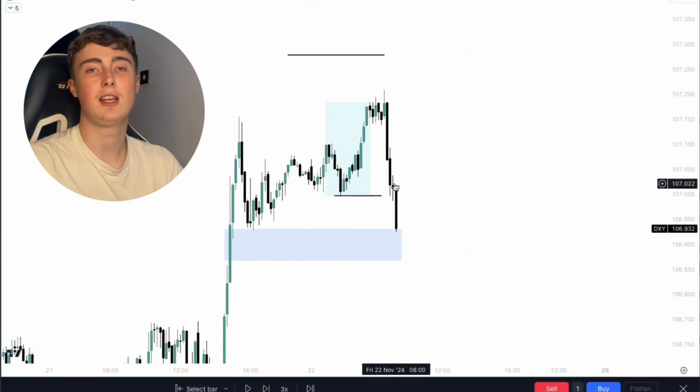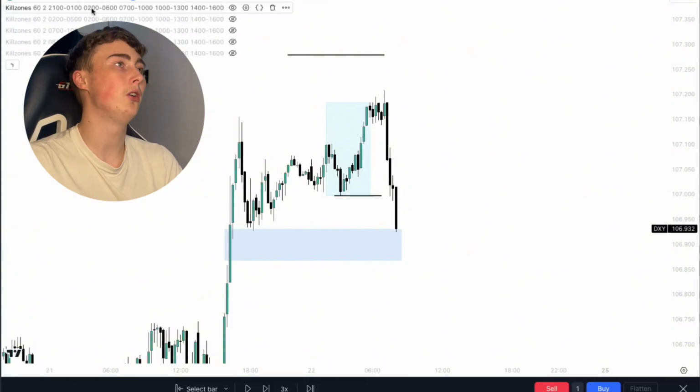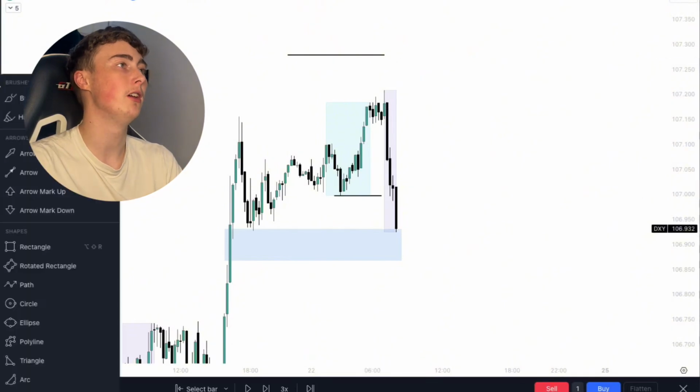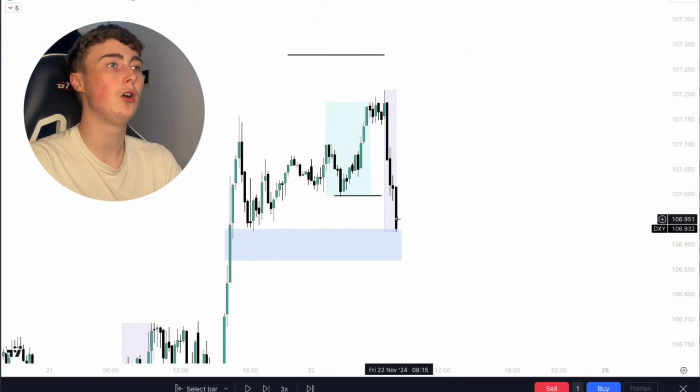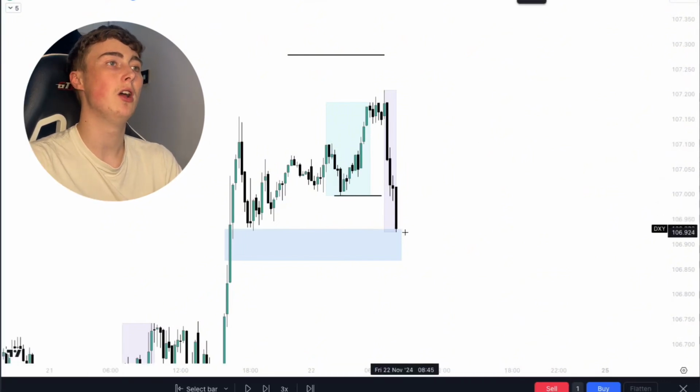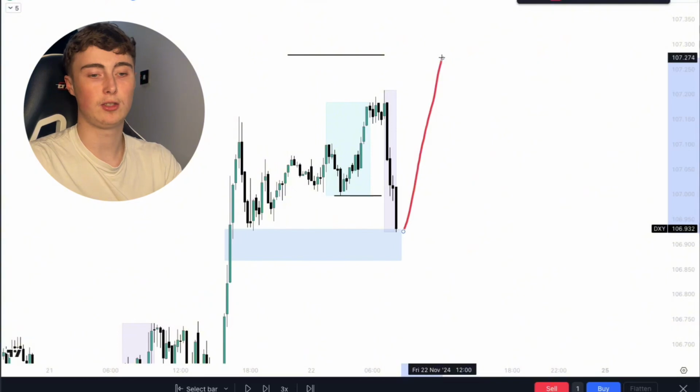This is what, the 22nd of November. So if I put on London Kill Zone, you can see that we opened up here and immediately moved away from that higher time frame draw. So that is the first part of that session power of 3, right? Price has moved away from the draw. We've taken out liquidity in that move. So from here, we would expect the rest of the power of 3 to play out with an expansion for the rest of the session.